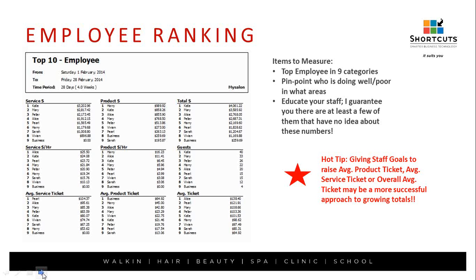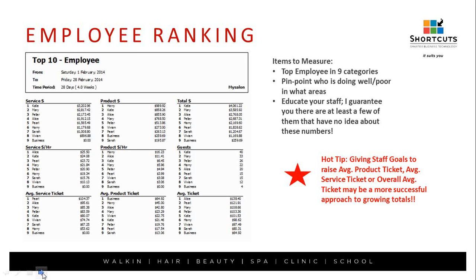Now sometimes that's not always the case. We could have somebody that's second in the products and second in the services, so therefore they'd probably come out top overall. So it's a great report to look at for overall. We've also got our service by hour, our product by hour, and our guests.